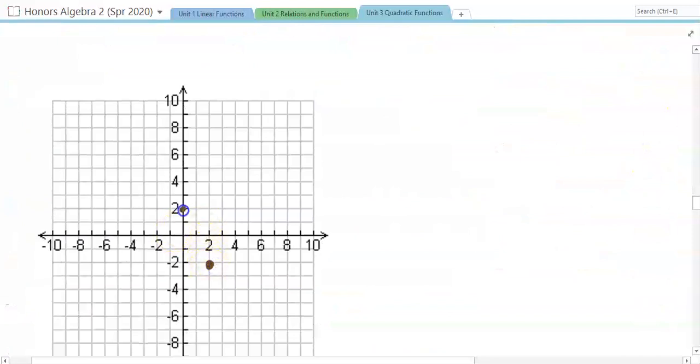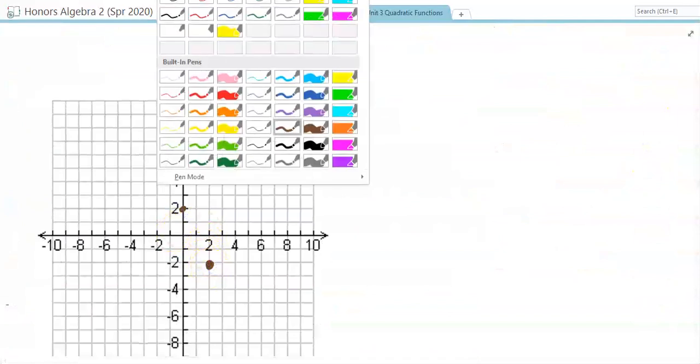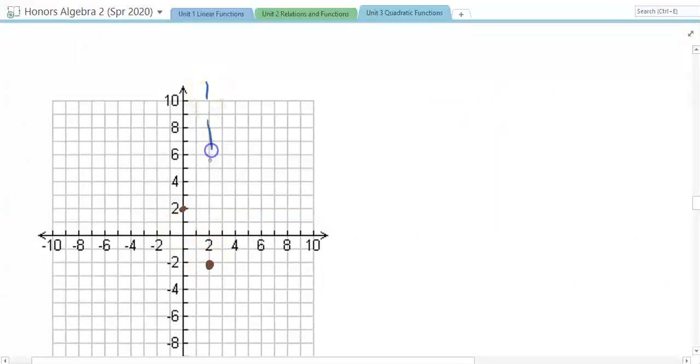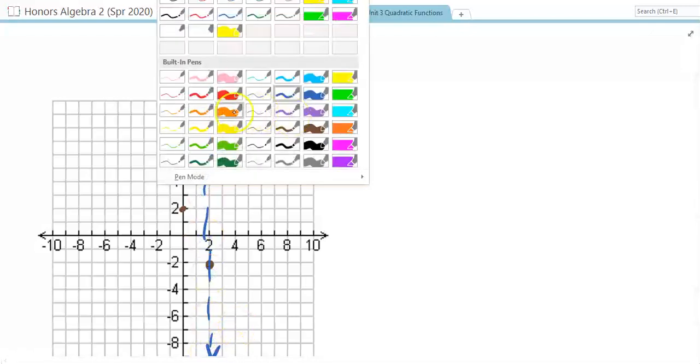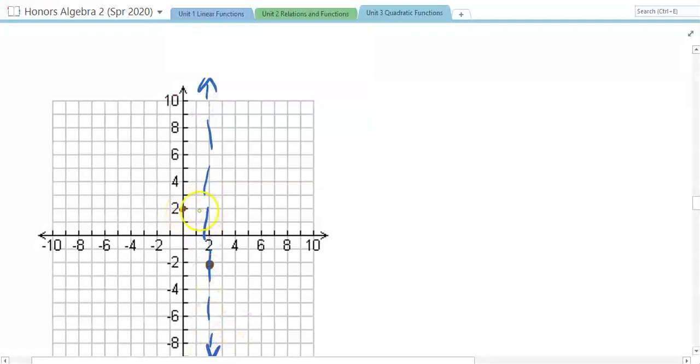Our y-intercept we said was positive 2. My axis of symmetry is coming through here at x equals 2. And so it means any point that is on the left has to be equidistant on the right. So this point is 2 units away, which means that this one is 2 units away. And so I start to get a shape here, right?